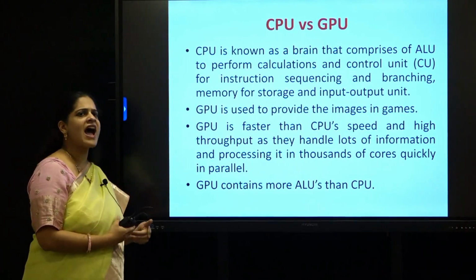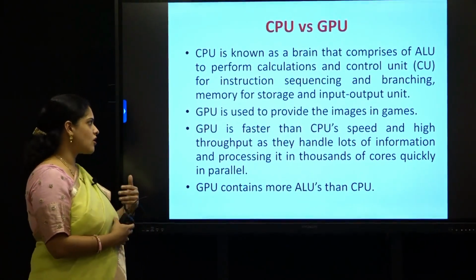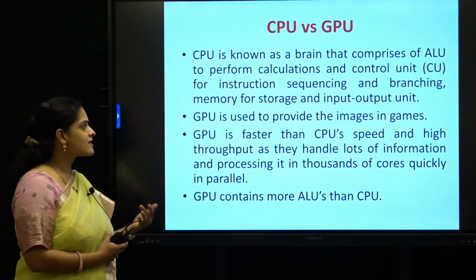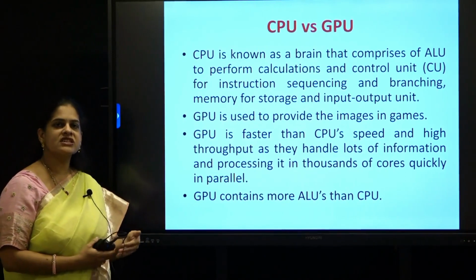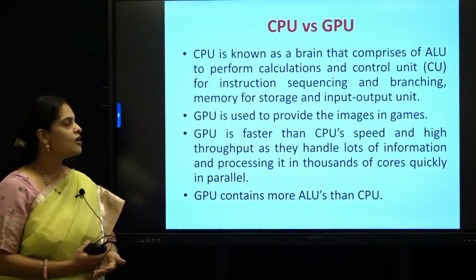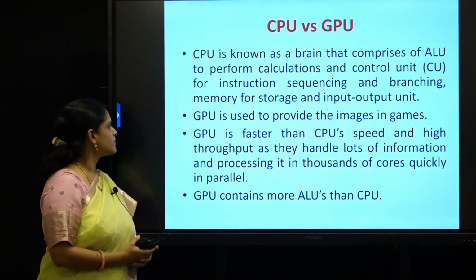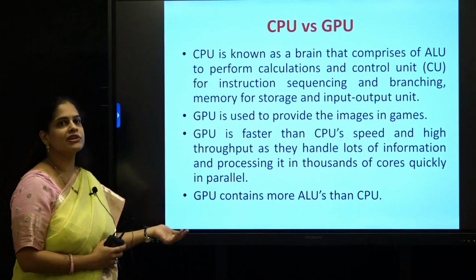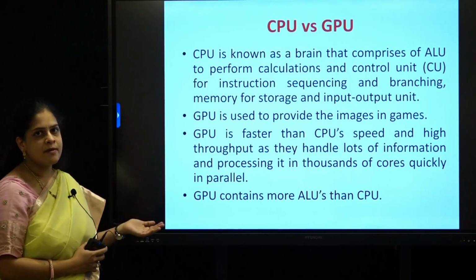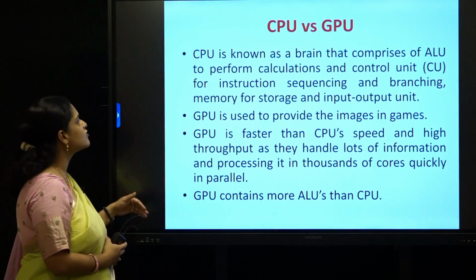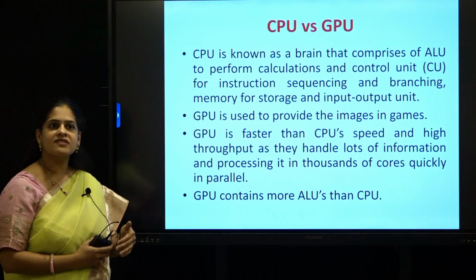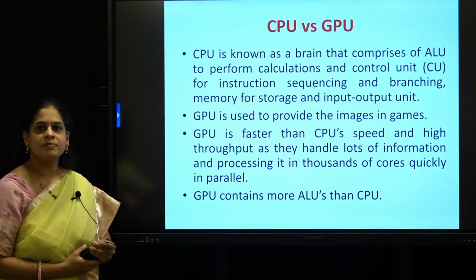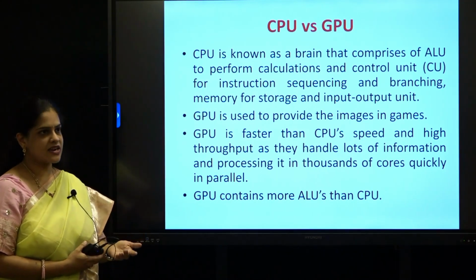It is mainly used for high-end applications, mainly in gaming applications, as well as high-end database applications which deal with large sets of data. We implement the concept of GPUs. If you compare the speed of a CPU and a GPU, a GPU is much faster than a CPU, and it gives a higher throughput, and it can handle lots of information. As I told you, they are used in database applications which deal with larger data sets.